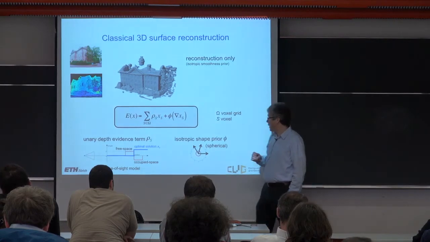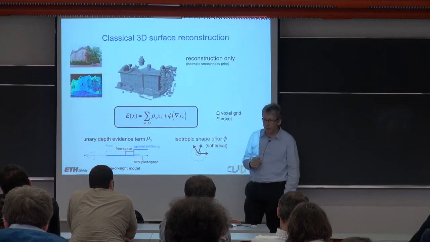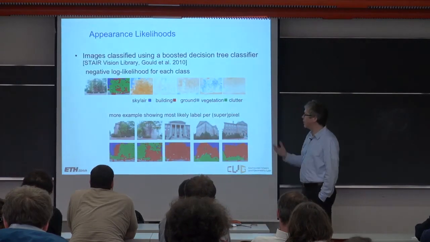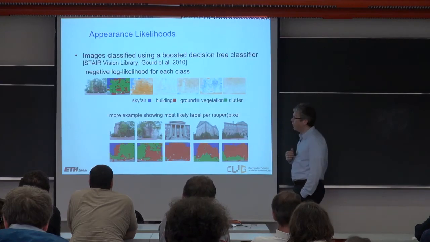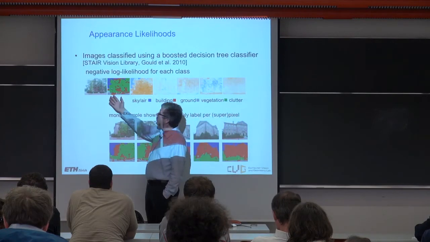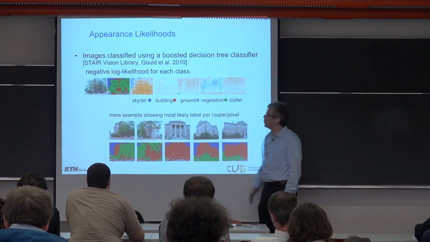Therefore, you have to go with isotropic. However, if we start mixing in the information from the recognition, then we can do something better. So first, what do we do for recognition? Well, in this case, we use a standard classifier solution.